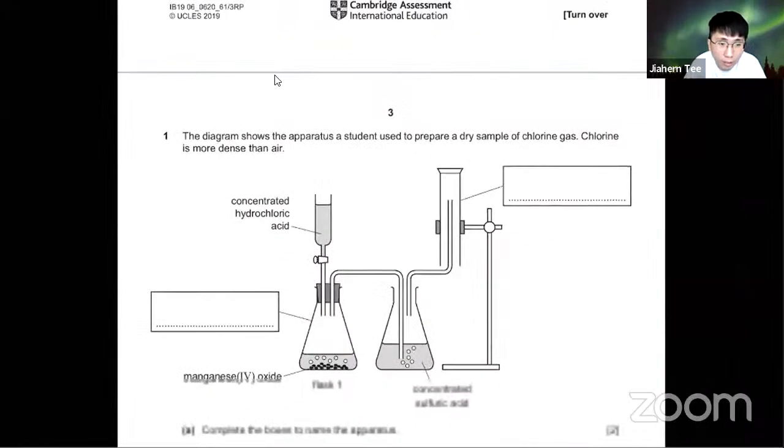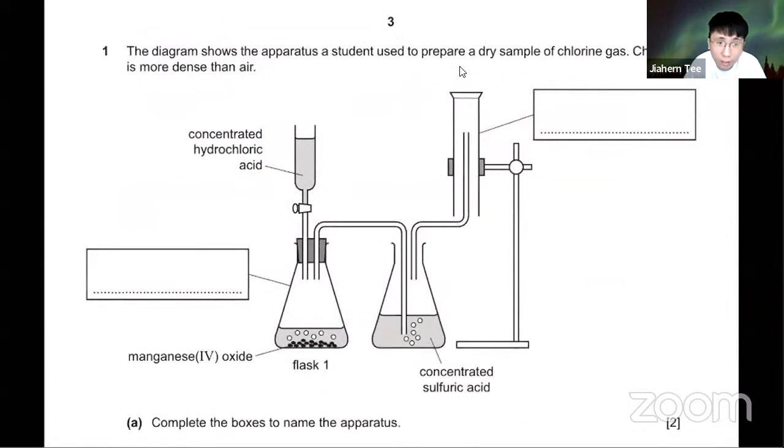So that's it for number one. You can see that this is a diagram showing how to prepare a dry sample of chlorine gas. Chlorine is more dense than air. That's a hint they gave you. And then complete the boxes to name the apparatus.